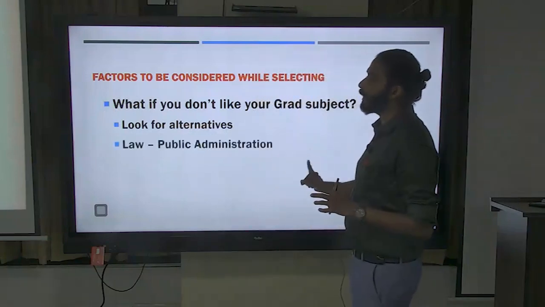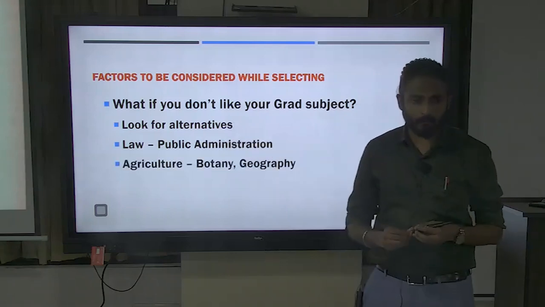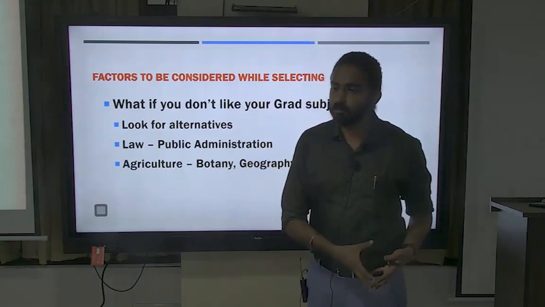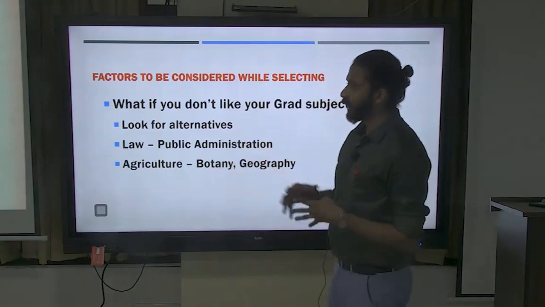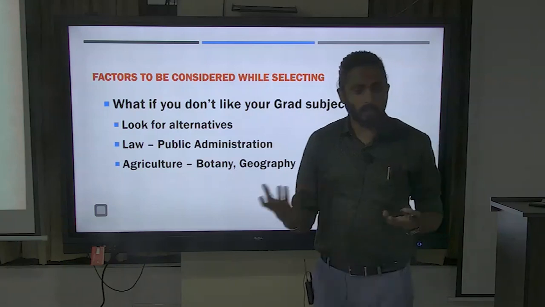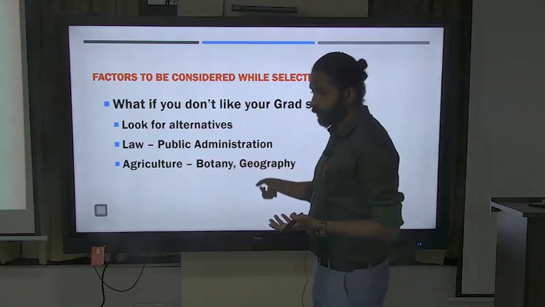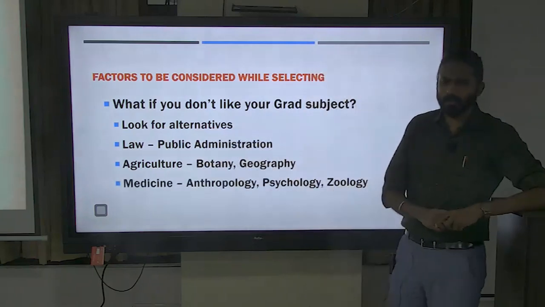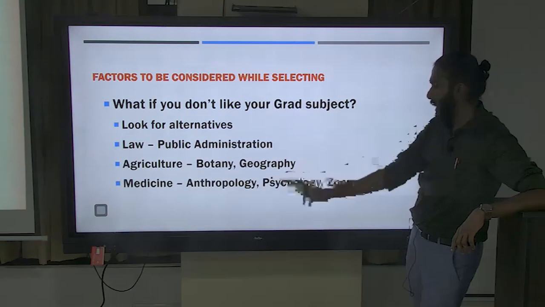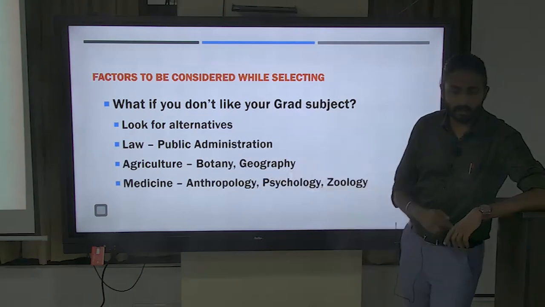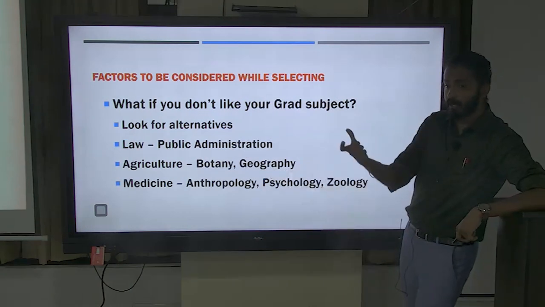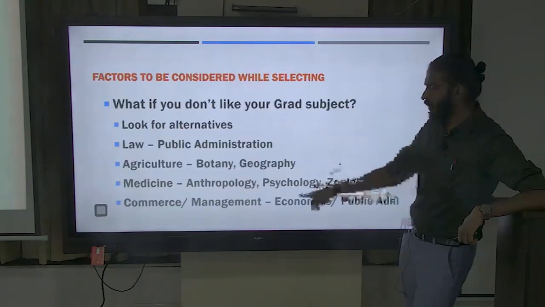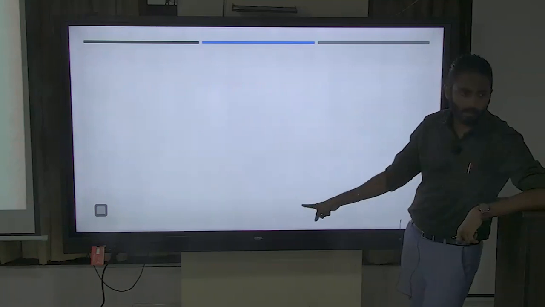So there are certain parallels you can take. If you feel law is a difficult optional, there are a lot of things in law which you use in public administration. Similarly, if you have studied agriculture and don't want to pick agriculture, you can go for a popular option like geography or botany. If you don't want to pick medicine, you can look at subjects like anthropology, psychology, zoology. So this is another opportunity, linking what you studied for graduation with alternate subjects. Commerce and accountancy, management, again you can take public administration or economics. Overlap is there.